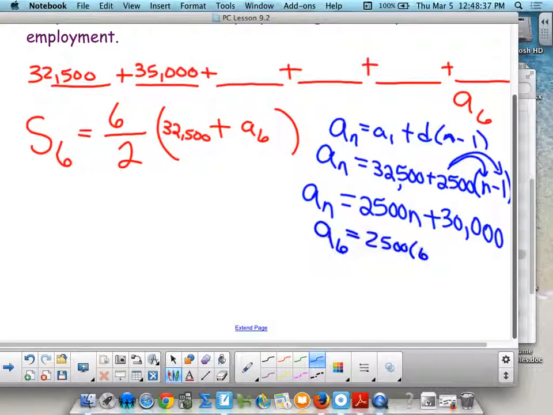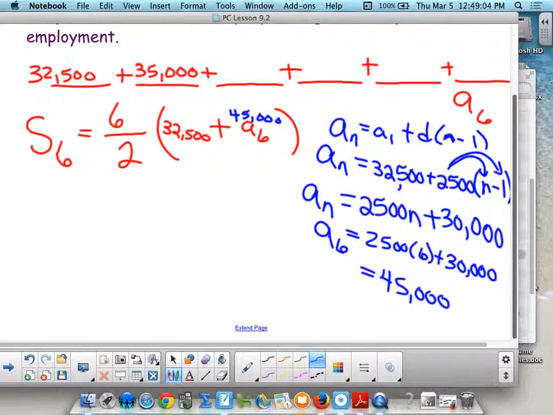2,500 times 6 plus 30,000. What's that answer? 40 what? 500. I think it's 45,000. Oh, sorry, yeah, it's 45,000. So this would be $45,000. On your 6th year, guys, you're making that much money.